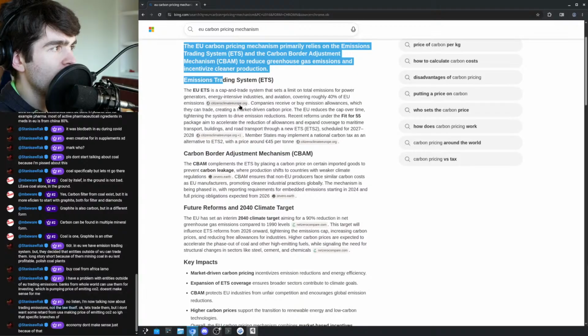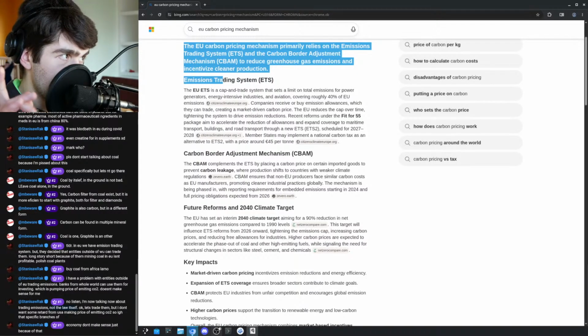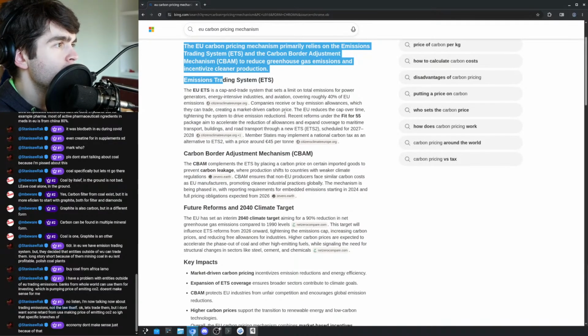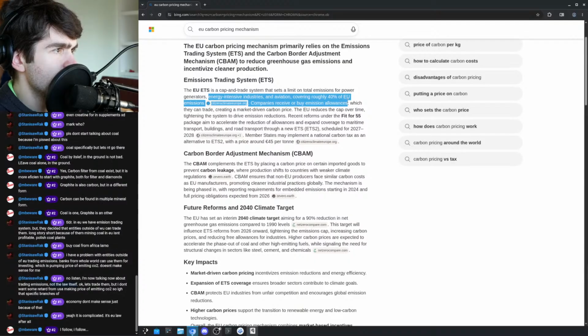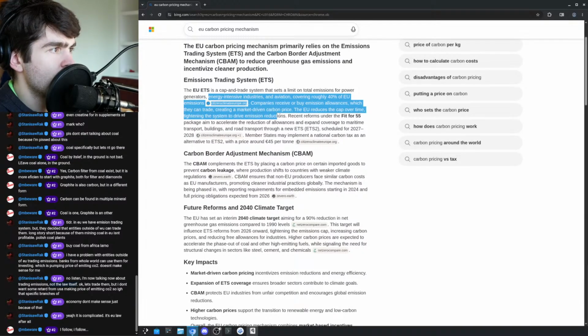The emission trading system. The EU ETS is a cap and trade system, the same one that we have in Quebec, by the way, for MB. It is a cap and trade system that sets a limit on total emissions for power generators, energy intensive industry and aviation, covering roughly 40% of EU emissions. Companies receive and buy emission allowances, which they can trade, creating a market-driven carbon price. The EU reduces the cap over time, tightening the system to drive emission reductions.